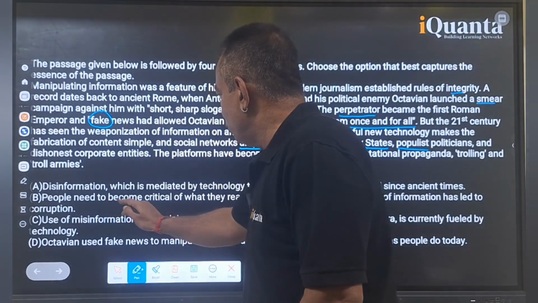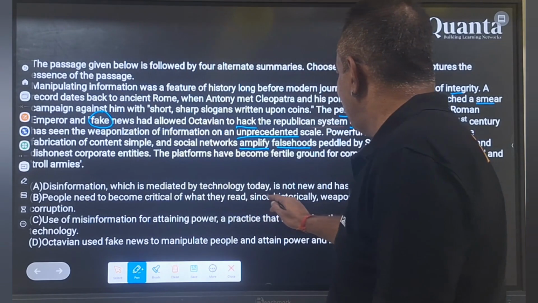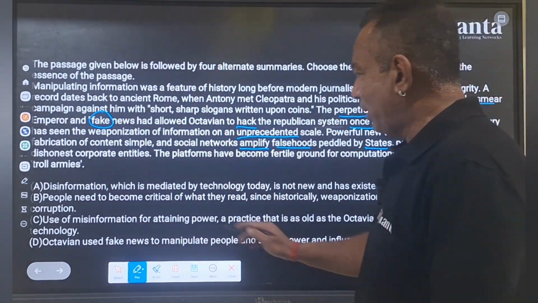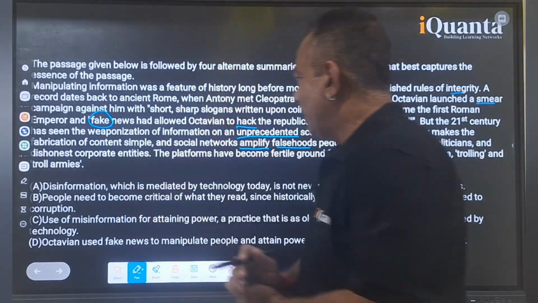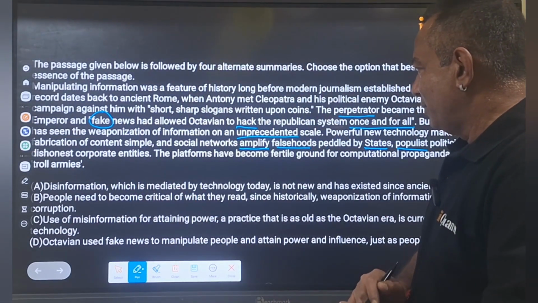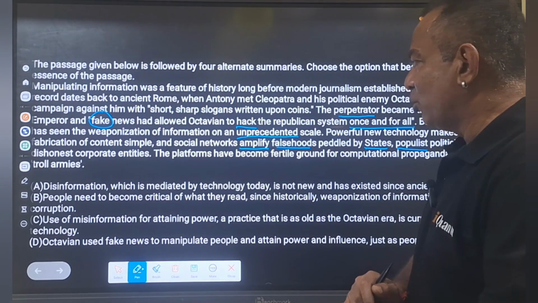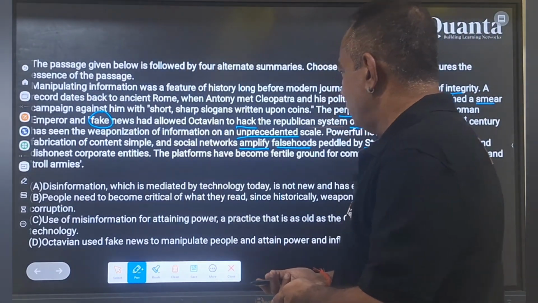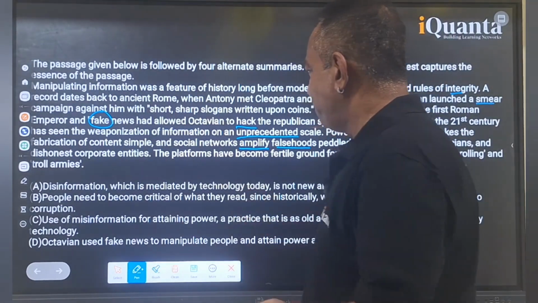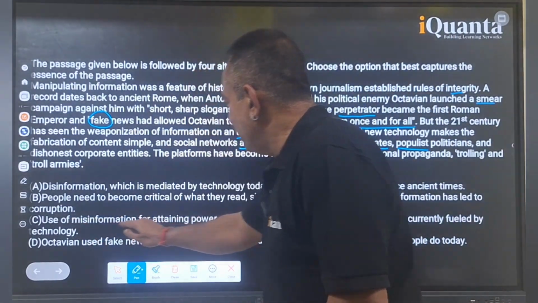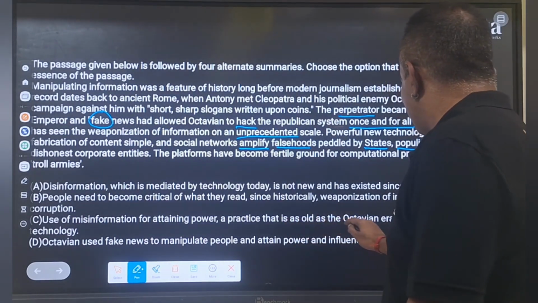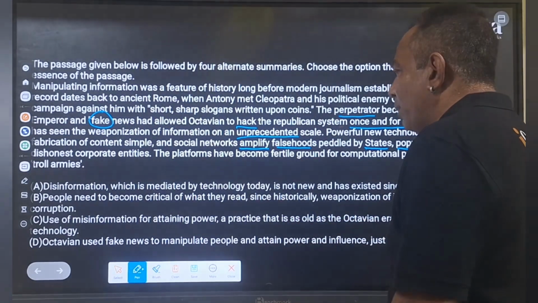People need to become critical of what they read, since historically weaponization of information has led to corruption. Well, this is a little off, because obviously they are talking about what people should do or what they need to do. So obviously this will not be there. Use of misinformation for attaining power, a practice that is as old as Octavian era, is currently fueled by technology.